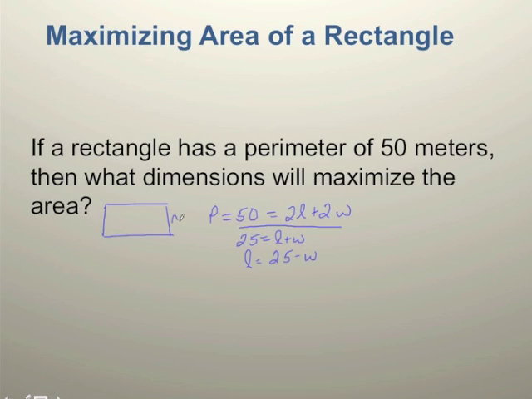So if I made my width x, then my length could be 25 minus x, and we want to maximize the area. We find the area of a rectangle by taking the length times the width. So in this case, we're going to take x times 25 minus x to get my area. So the area will equal 25x minus x squared.